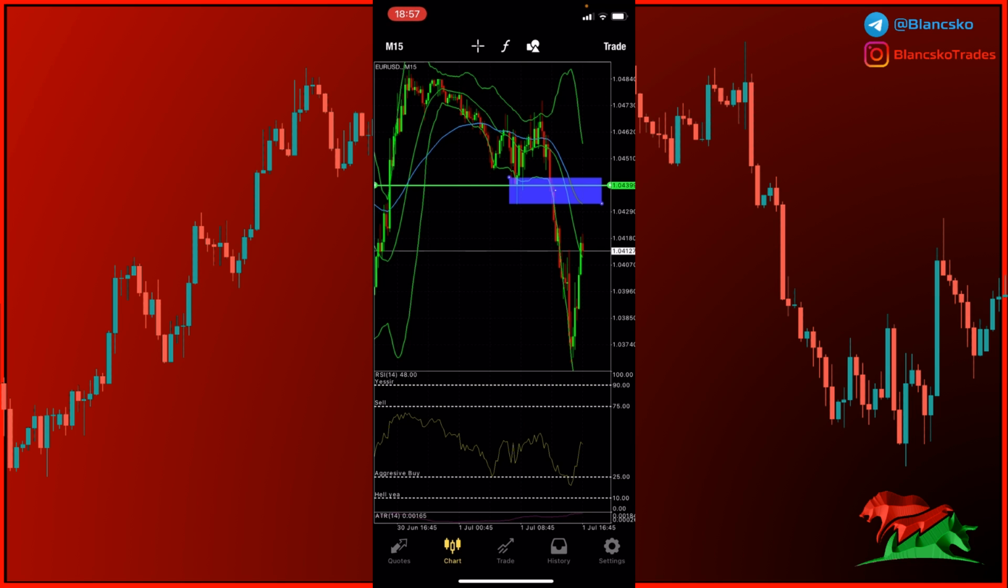Okay, so now that I explained what sell limit and buy limit are, because these are the main ones that we use, we do not use buy stops and sell stops.